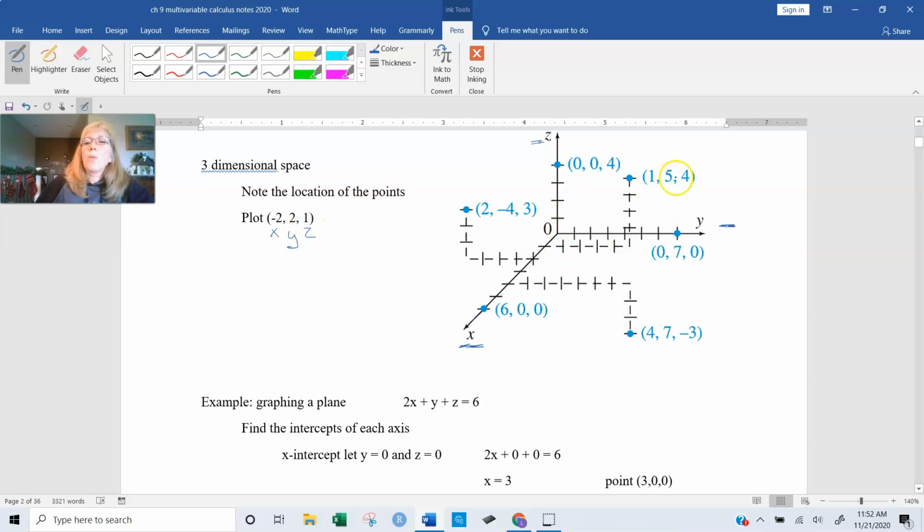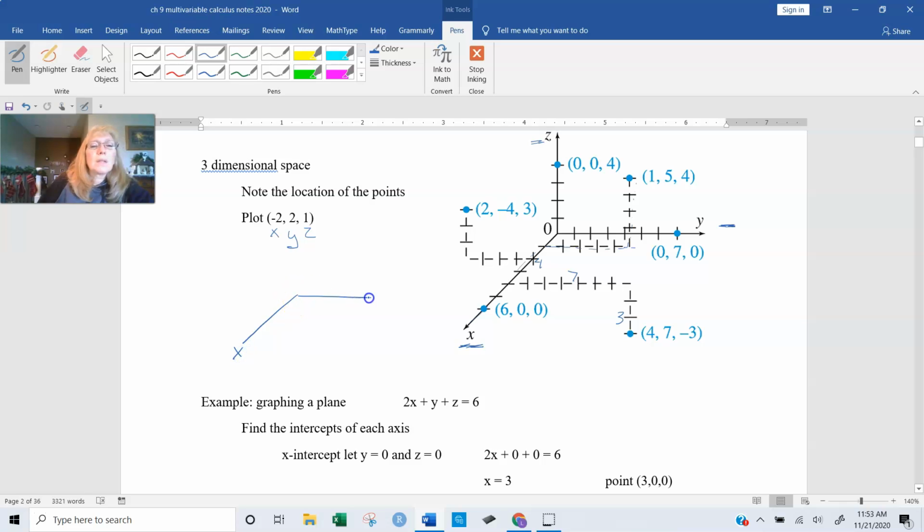So here, this point 1, 5, 4, that meant I went down 1 on the X, I go over 5 on the Y, and then from there I go up 4 on the Z. This one here, we only went on the X, so it's 6, 0, 0. Here, I went 4 on the X, 7 on the Y, 3 down. That's how we got to the -3. All right, try yours.